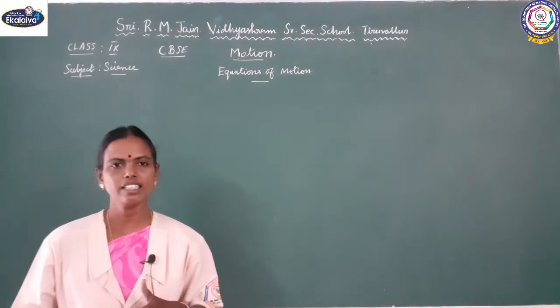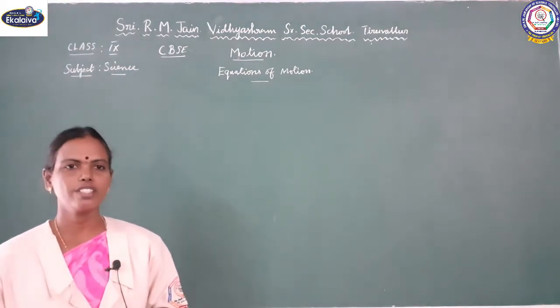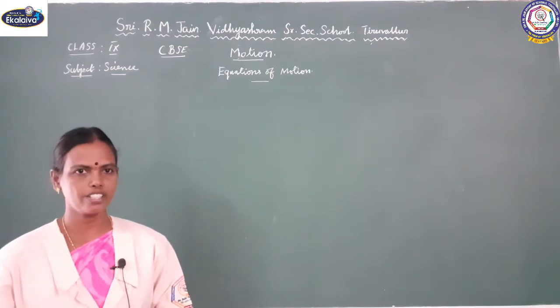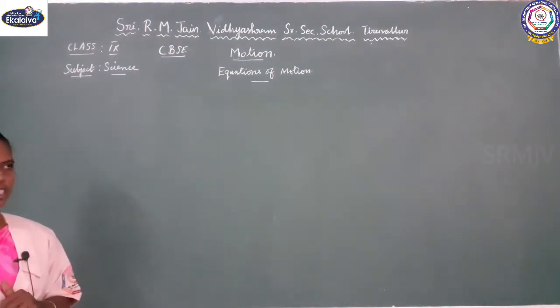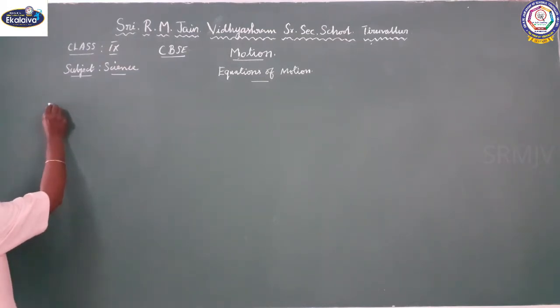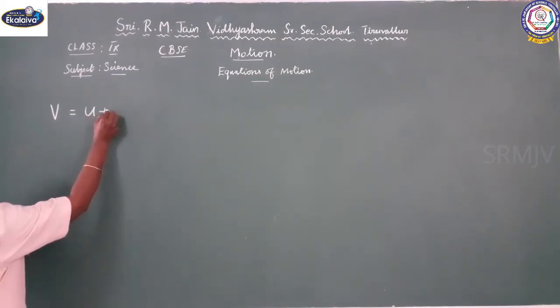Next, velocity. Rate of change of displacement is called velocity. Rate of change of velocity is called acceleration. Now we are going to derive three equations of motion. This is the first equation: v is equal to u plus at.